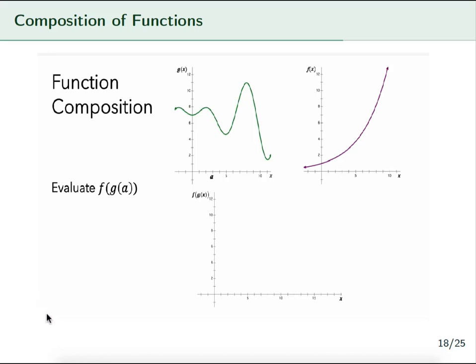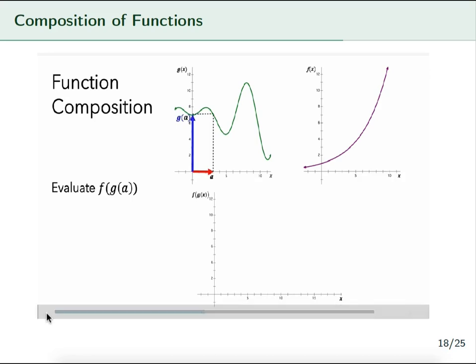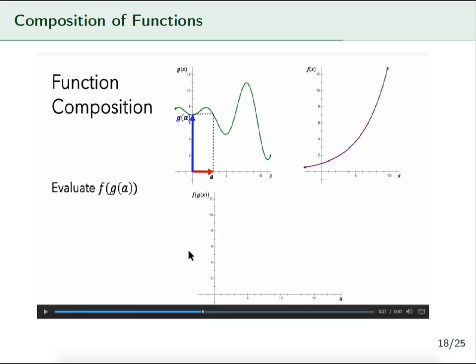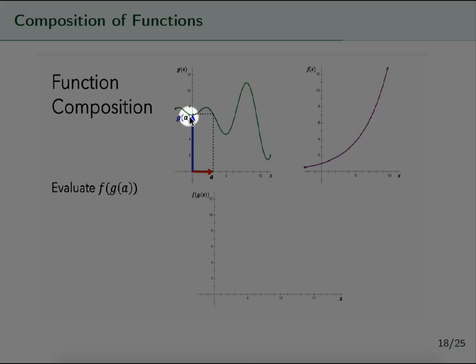If I plug a in there, you see the red arrow. g of a gives us an output, and this value of g of a is used as an input into the function f. This blue segment will be used as an input to function f. Going back to the symbol, we're evaluating g of a, which we got as the blue segment. Now this blue segment, which represents the output quantity when the input is a for g, we're going to plug in right here.